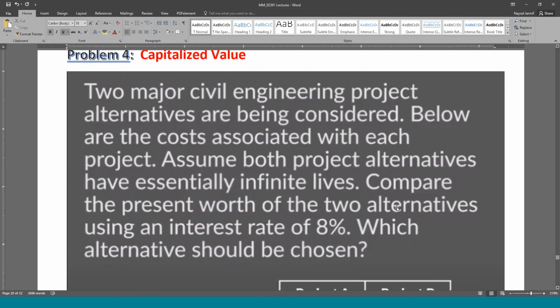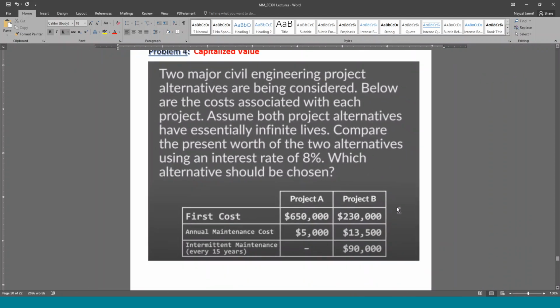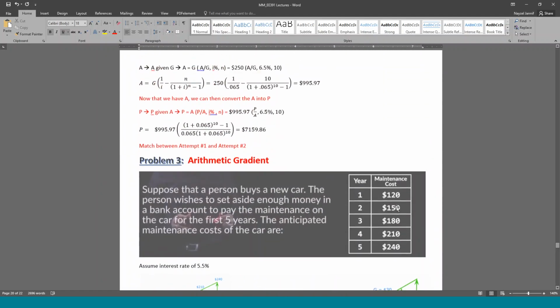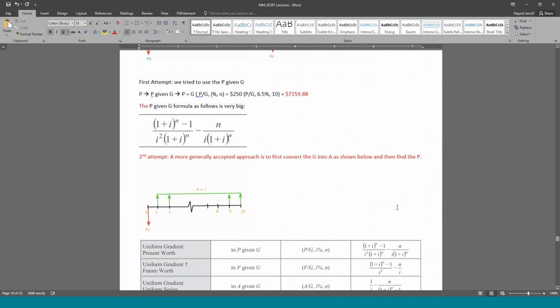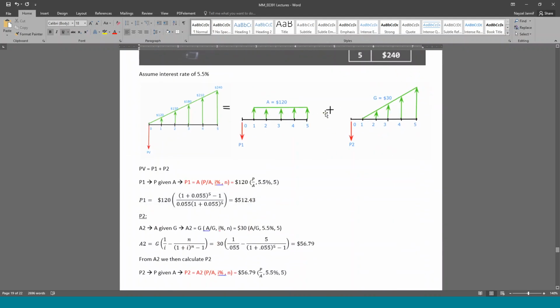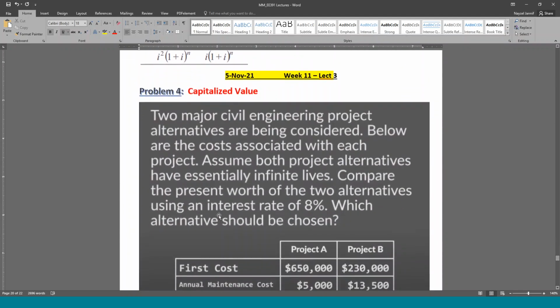All right. Let's look at this particular problem on capitalized value. Up till now, we were looking at different types of cash flow. If you look at our formula sheet, we've looked at compounding and discounting. That's a very simple concept. That's what we started off with. Then we were looking at annuities. Then the last one which we looked at was gradient.